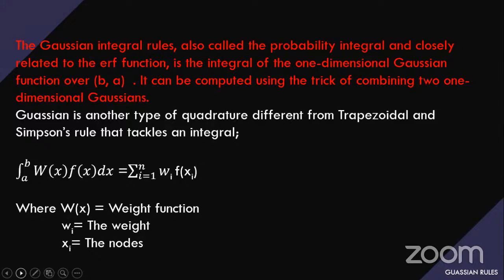So now this particular Gaussian quadrature is saying that we are going to have intervals from a to b. Then the integral of w(x) f(x) dx is equal to the summation from i = 1 to n of w_i f(x_i). Now w(x) is what we call the weight function, and the x_i are the nodes.